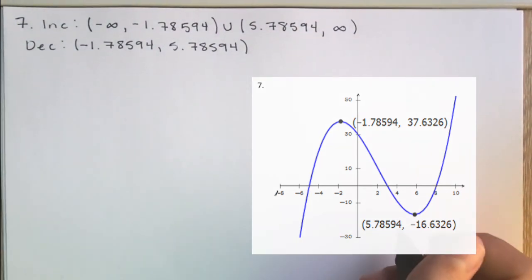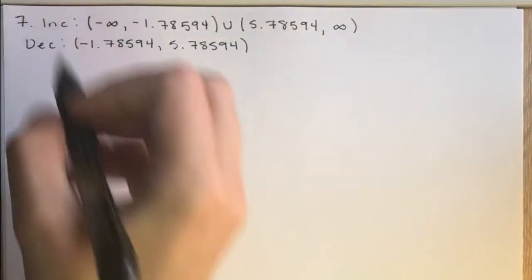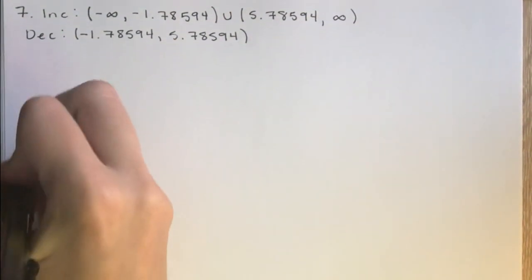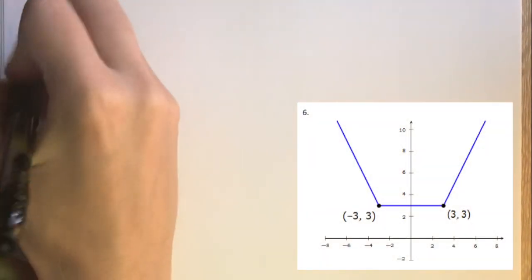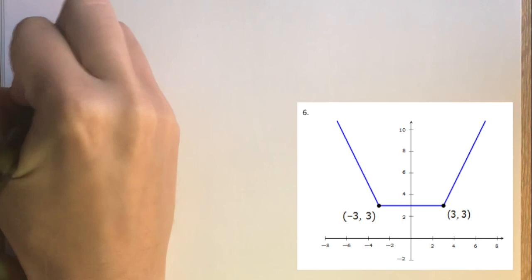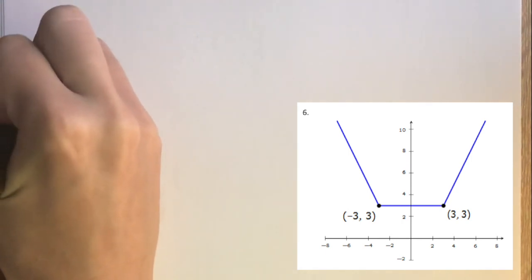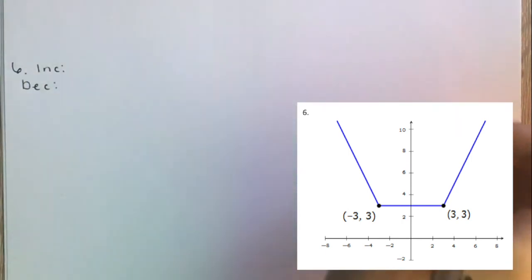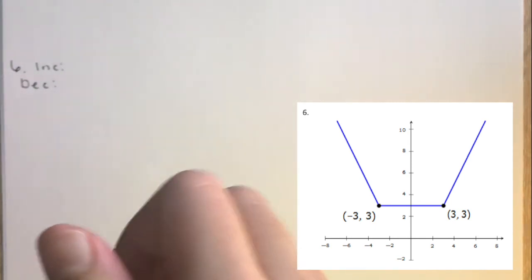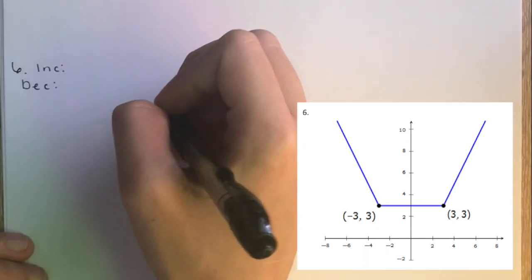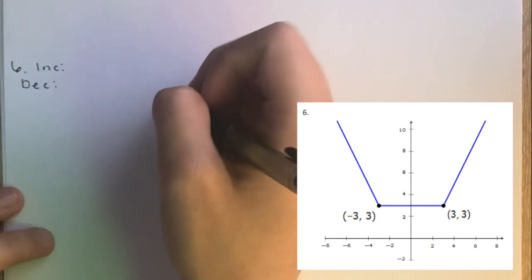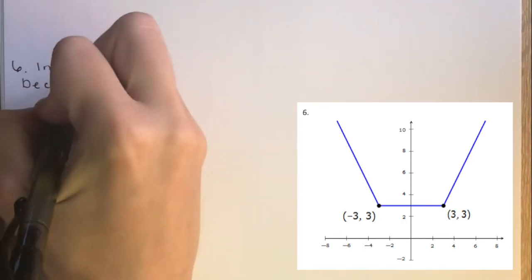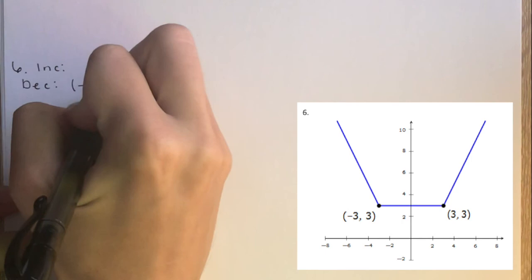Oops, I did it out of order. Sorry, y'all. So that was number 7. Let's look at, really quick, number 6. Increasing and decreasing. So as we start from the leftmost point, we move to the right, we're immediately starting by moving downwards, right? So we start off decreasing. So we start at negative infinity.